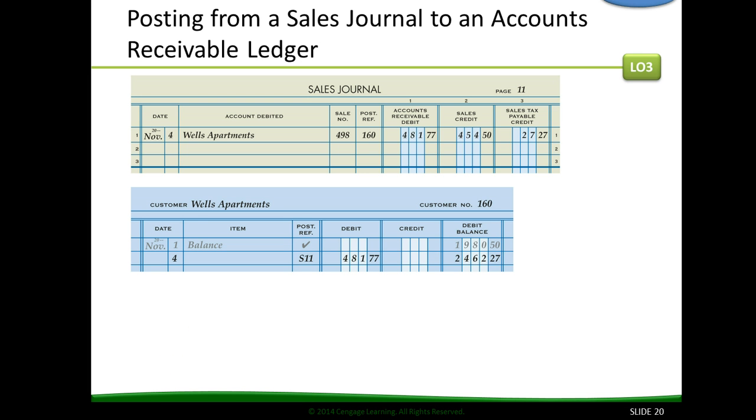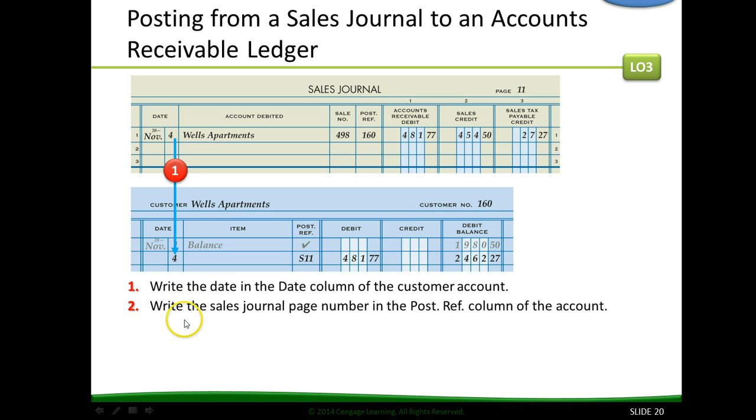So now we're going to look at posting from the sales journal to the accounts receivable ledger. And there are definite steps for this. You write the date in the column on the customer account. Do you see the customer account? If you look at Wells, you can see that they had a balance from the beginning of the month. So you write the date, the 4th, in the customer account column. Then you write the sales journal page number in the post reference column. That way if there's ever a question, we can go back and look. And it says S for sales journal, page 11.